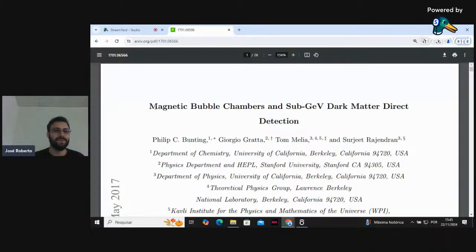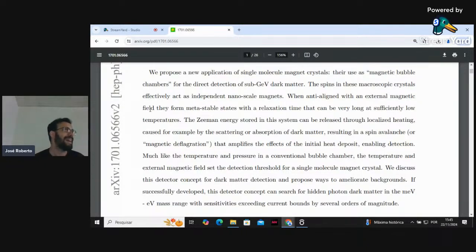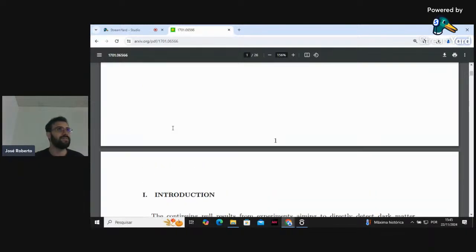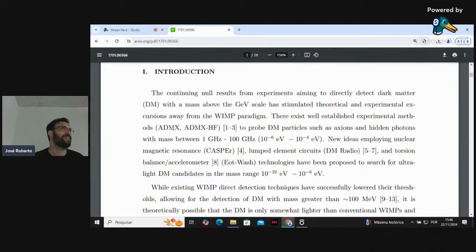Okay. This paper is mainly based on single molecule magnets. So it's a junction between condensed matter physics and a little bit of particle physics. And this idea is very important, and several papers are still being published in this specific field. Exactly this week, a new one came out about axion particles. But let's go to the important part.